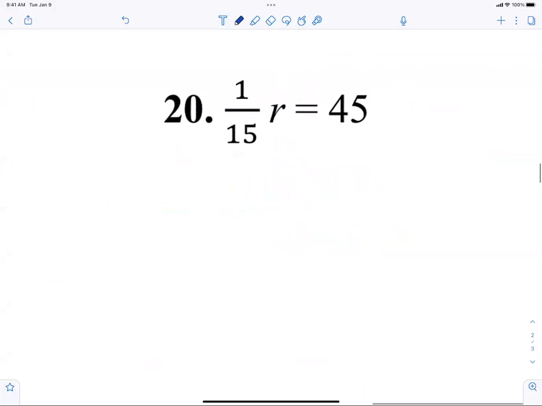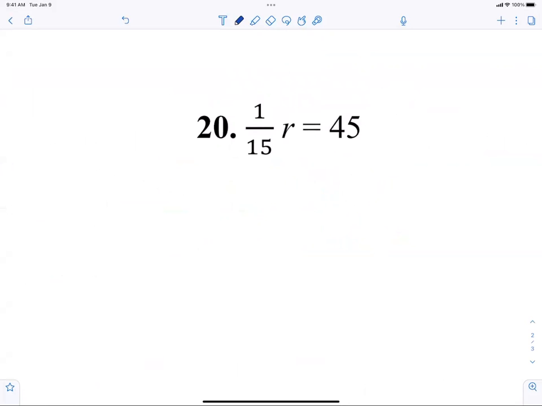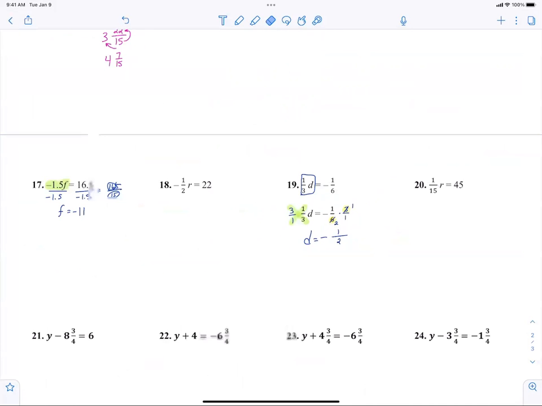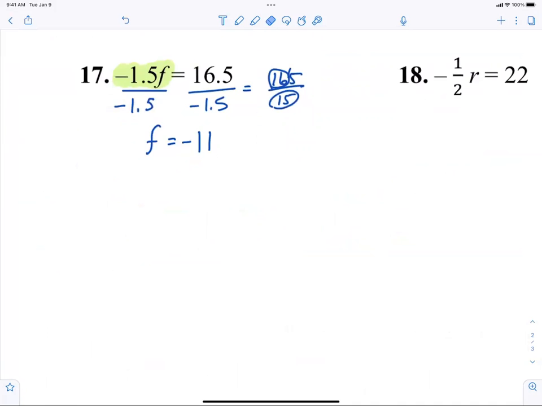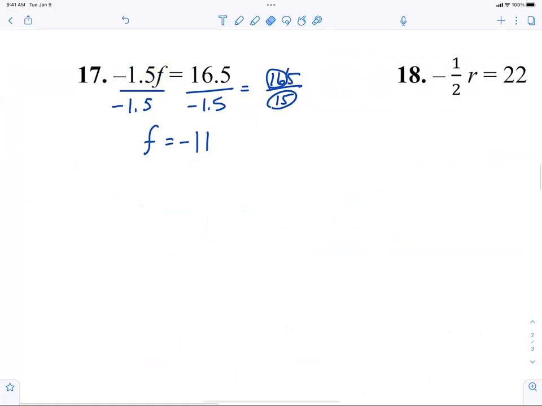Like, look at number 20. That's 1/15 times R, right? So I want you to think reciprocal. Whenever there's a fraction in front of the number, it's the reciprocal. But what about 17? Why didn't we do the reciprocal for that one? Well, because this, oh, it's a decimal. That's right. You're getting it. All right, here we go.